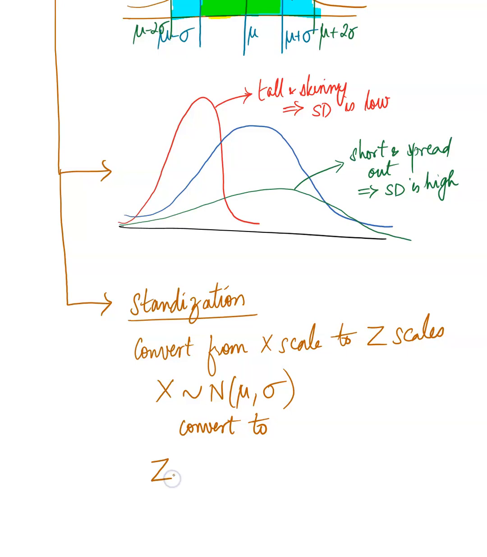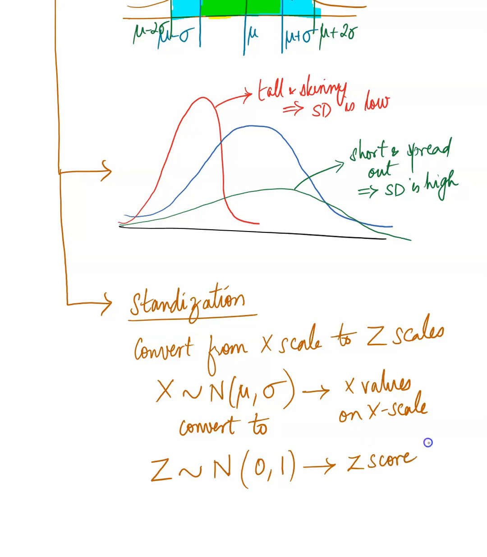a z-score, okay? So these are called x values on the x scale, and z is also normally distributed, right? But then your mu is fixed to be 0, and the standard deviation is fixed to be 1. So that is really spectacular. That's called the x value, and this is called the z-score on the z-scale. Okay, and that's the standardization that we really look for.